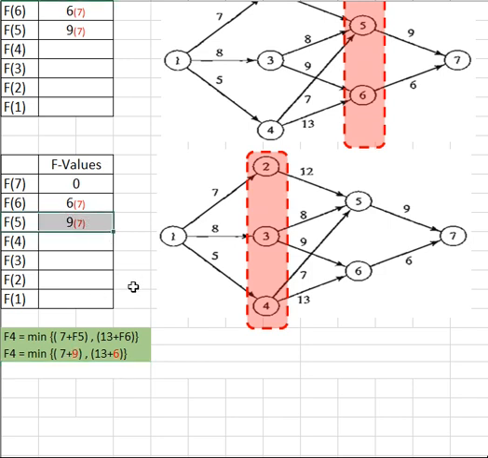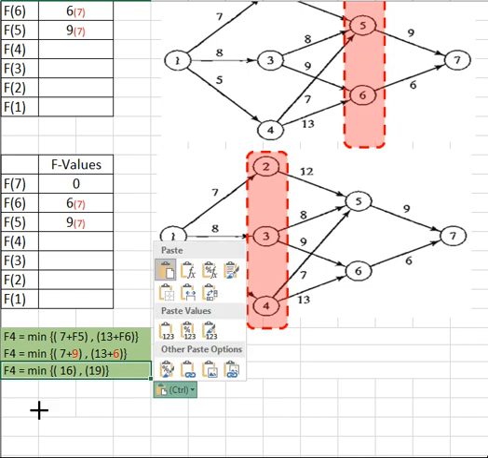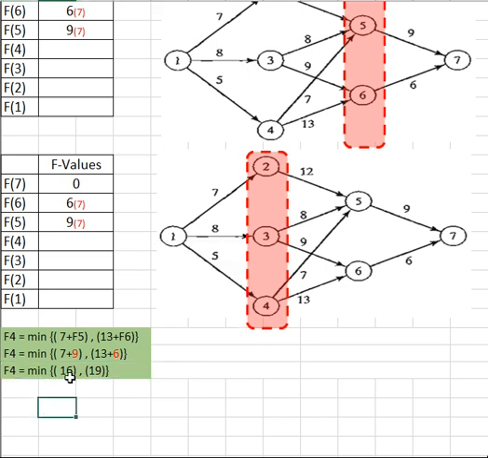Kasi dito siya, ang F5 ay 9. At si 13 plus F6, ang F6 ay 6. Kaya 13 plus 6. If we get it using addition, ang value niya ay 16 at 19. Ang pipiliin natin ay yung smallest value kasi minimum eh, diba? Meaning, F4 is equivalent to 16, kasi yun yung pinakamaliit eh.